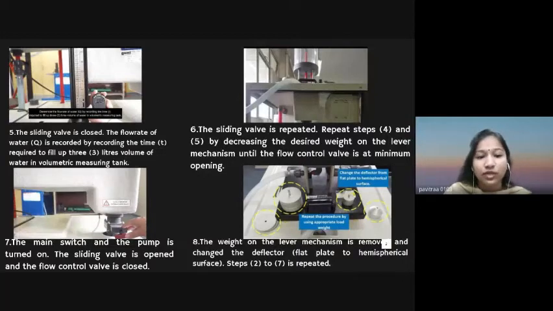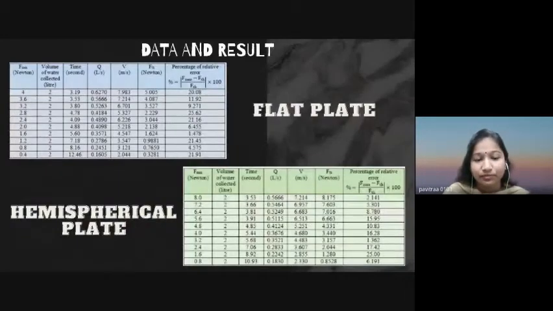Step 7. The main switch and the pump are turned off. The sliding valve is opened and the flow control valve is closed. And the last step is the weight on the lever mechanism is removed and the deflector plate is changed to the hemispherical surface. Steps 2 to 7 are repeated. Next, I pass to Nafisha.